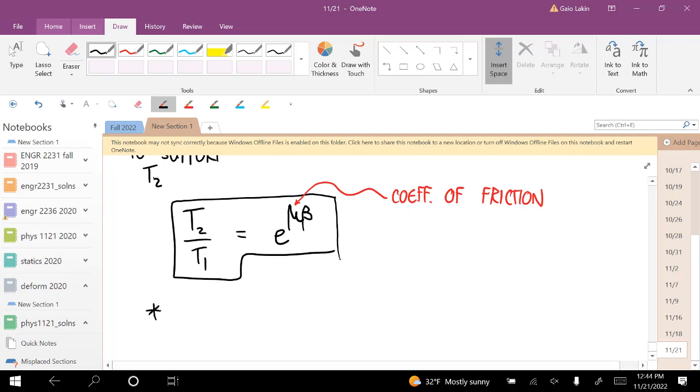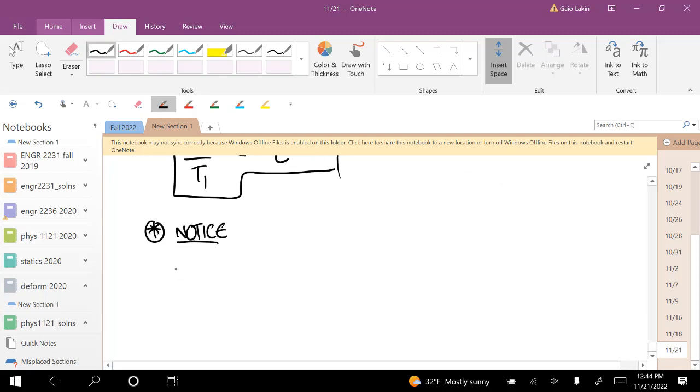And notice beta can be greater than 2 pi if the thing wraps around and around and around. So you have to take all that into account. You know, if it wraps around 3 times, beta could be 6 pi.